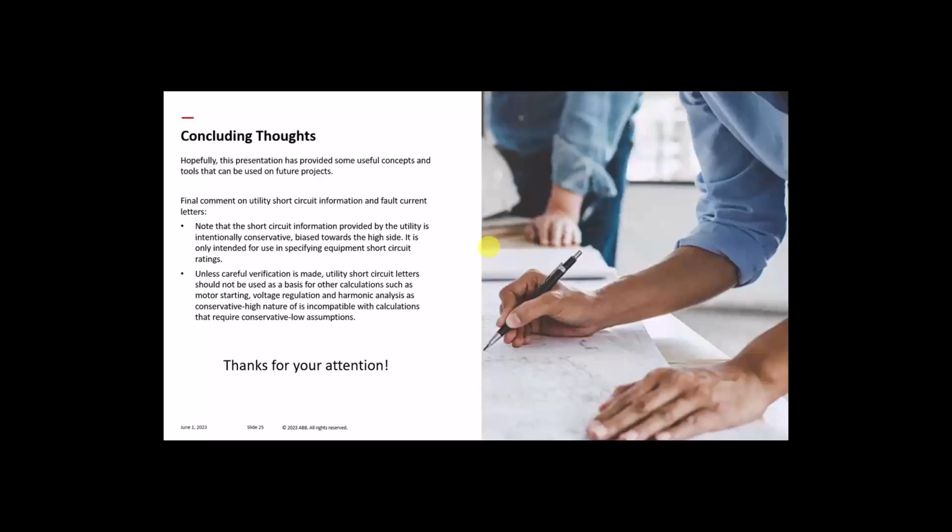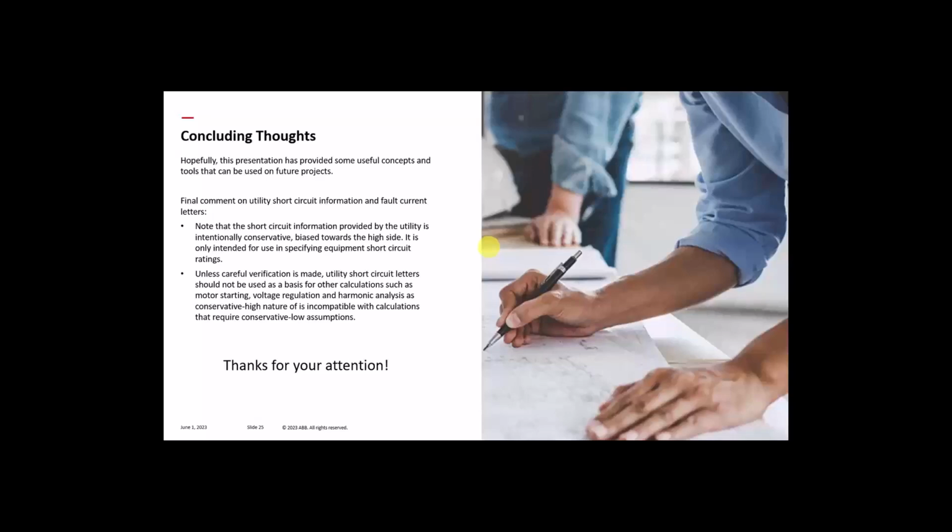And then just a couple final thoughts. Always note that the short circuit information provided by the utility is intentionally conservative, biased on the high side, and its only use is for specifying equipment short circuit ratings. It's the only thing you should really use that number for. So when you get the utility fault current letter, that number is used just to size your equipment short circuit interrupting rating. That's it.